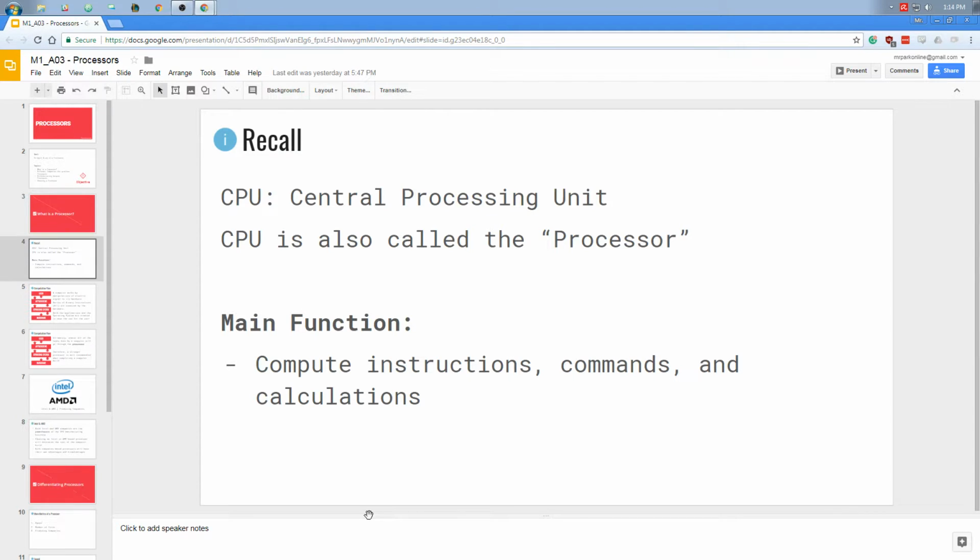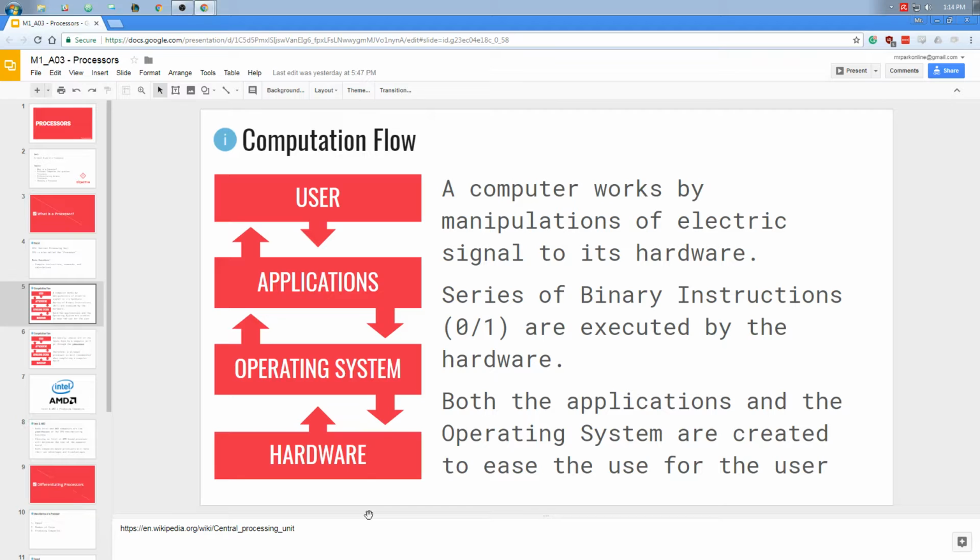I want you to recall that a CPU is a central processing unit, and CPU is also called a processor. For a computer, its main function is to compute instructions, commands, and calculations. To really talk about what a processor does, we have to talk about the computation flow. A computer works by manipulating electrical signals to its hardware, and the electrical signals are a series of binary instructions, which are zeros and ones, which are executed by the hardware. And so both the application and the operating system are created to ease the use for the user.